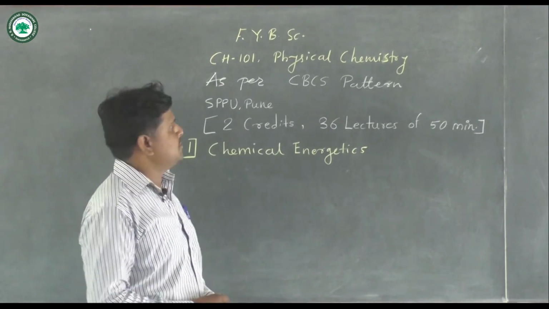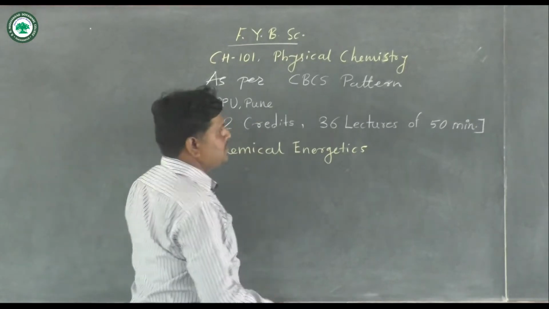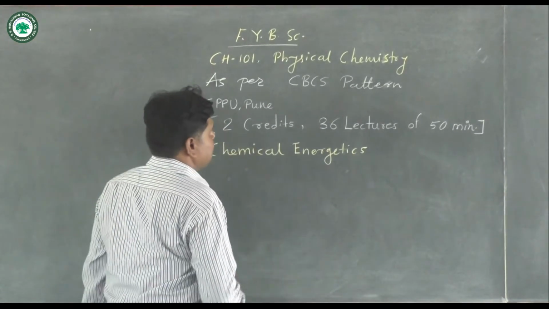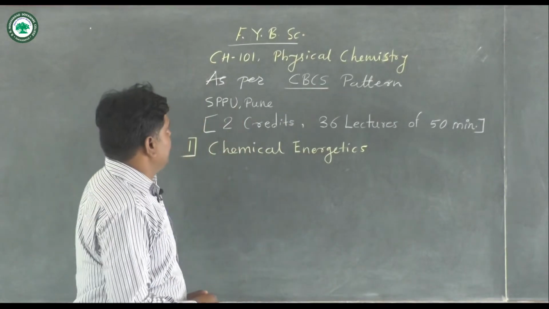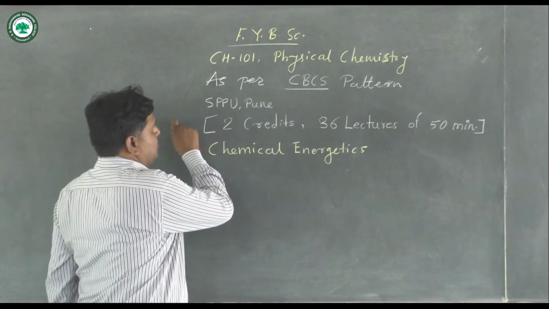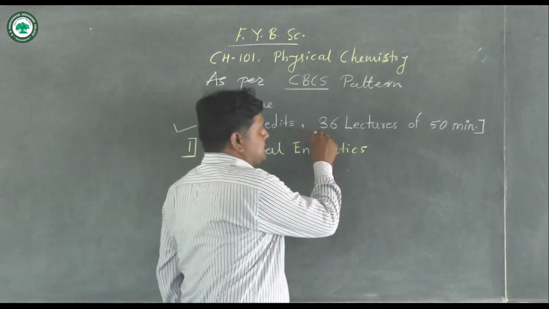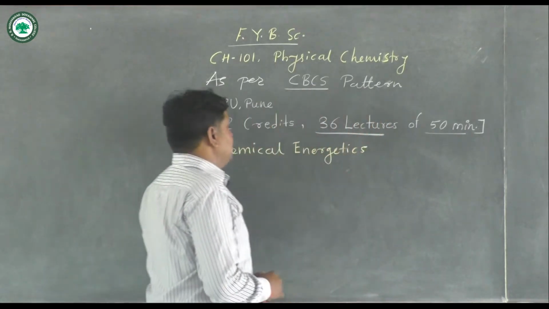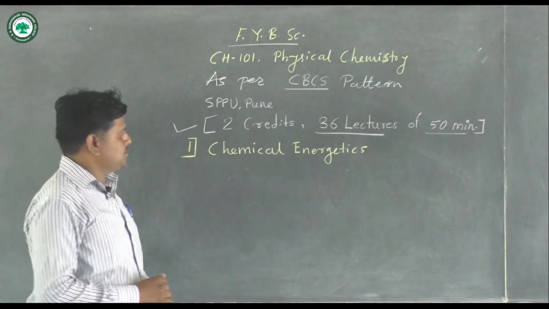CH101 Physical Chemistry for first year BSc. As per CBCS pattern, CBCS means choice based credit system, and that course is of 2 credits having 36 lectures of 50 minutes, and in this course we learn 3 chapters.